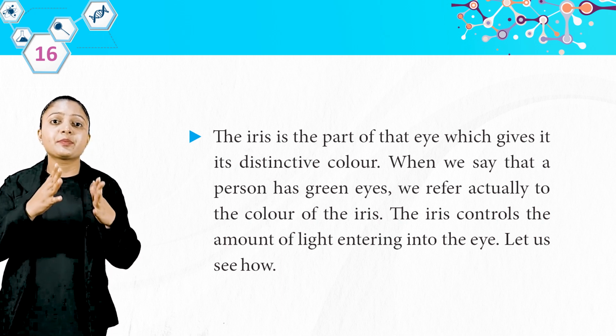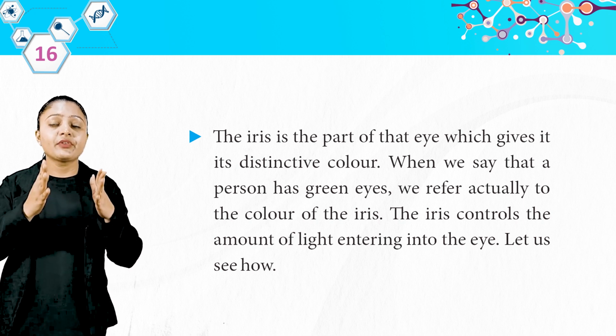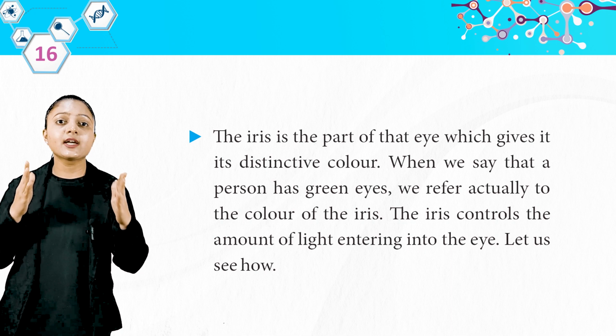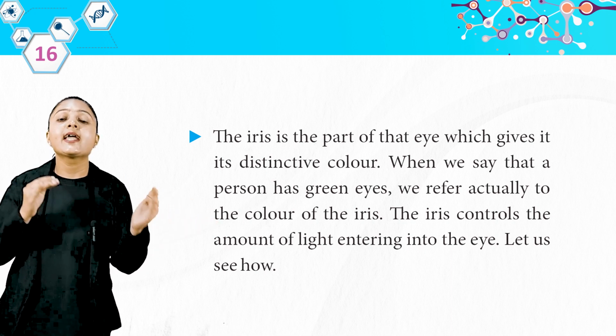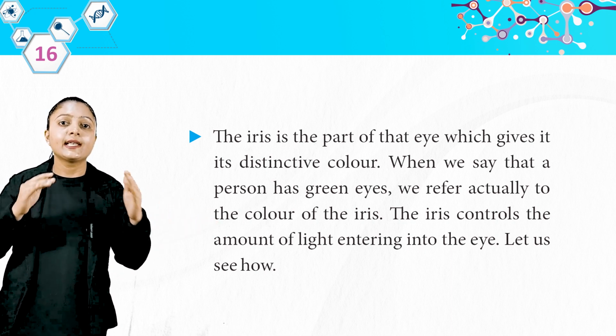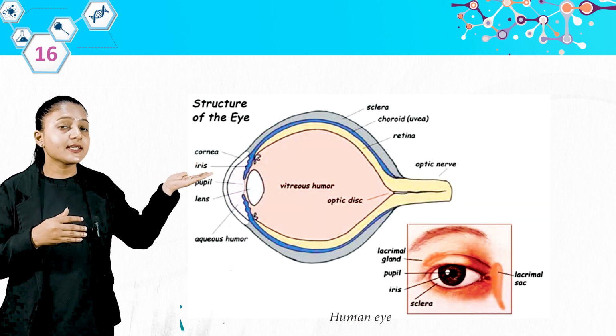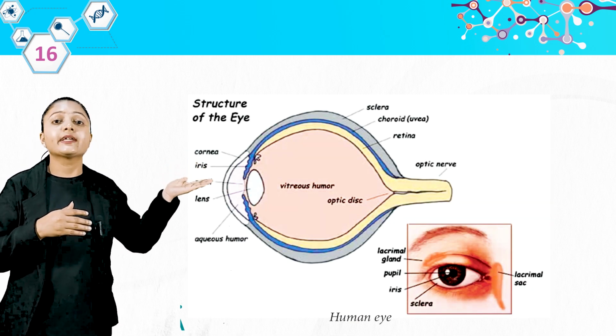When we say that a person has green eyes, we refer actually to the color of the iris. The iris controls the amount of light entering into the eye. Let us see how. Let's check this image. This is the image of human eye.